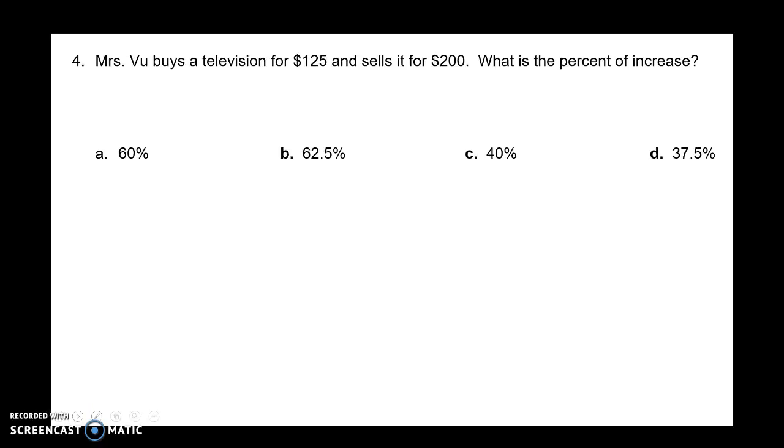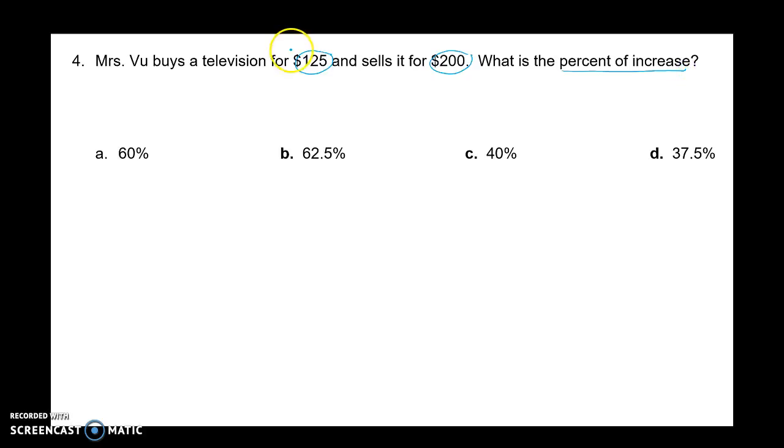All right, so let's go ahead and do this example problem from the quiz. Okay, so Mrs. Vu buys a television for $125 and sells it for $200. What is the percent of increase? So she bought it for $125, sells it for $200. We want to know what is the percent of increase.